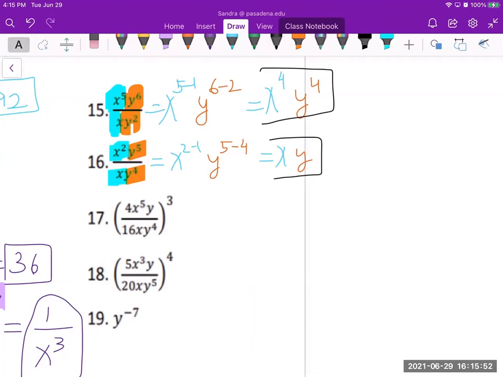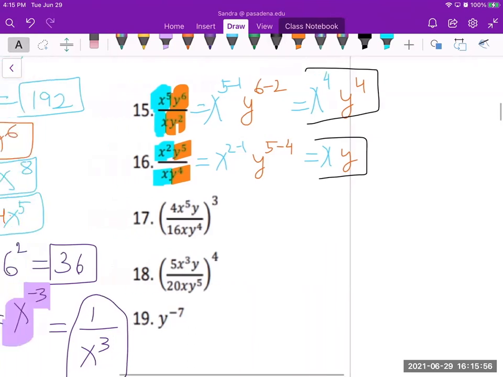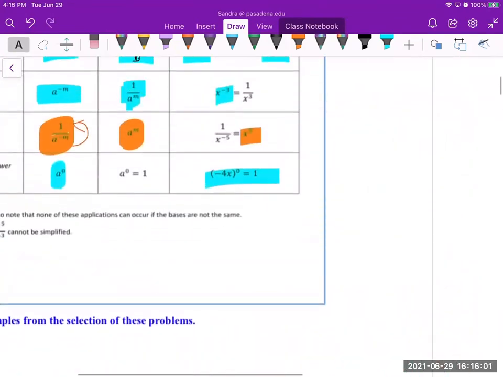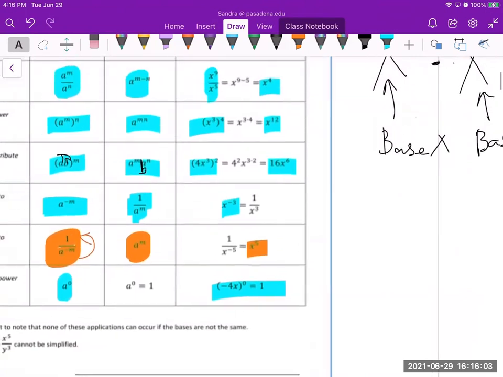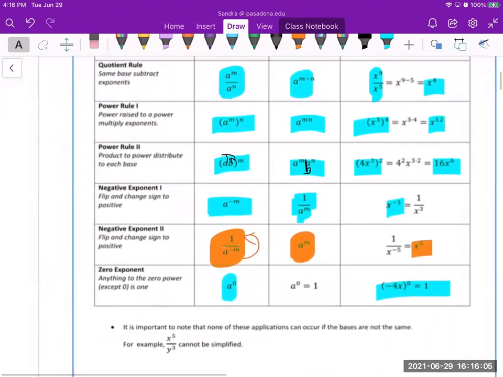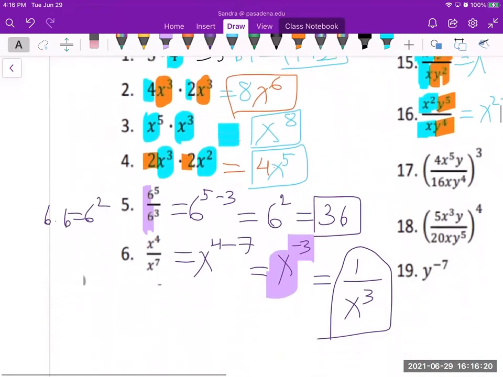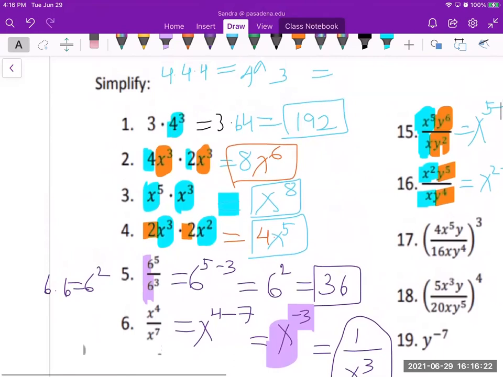Now, it's nice if you have the properties, because for number 17, if you scroll up to see which property I'm going to be using, I'm going to be using power rule number 2. Let me tell you which one, which is this one, where we have to distribute the exponent. That's the one I'm going to be using in this particular example for problem number 17.